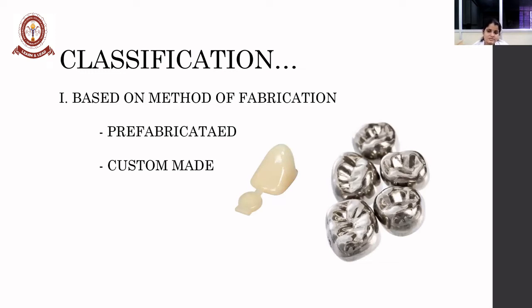Next, coming to the classifications based on the method of fabrication, it is prefabricated and custom made. Prefabricated means according to the normal sizes, size and width, many companies have prefabricated them previously. So ready-made crowns are available prefabricated for provisional restoration. For children, stainless steel crowns are also available. We have to slightly adjust it according to our size, and we have to cement it. Custom made means we have to make it according to our tooth structures. That is what custom made is, which we do.